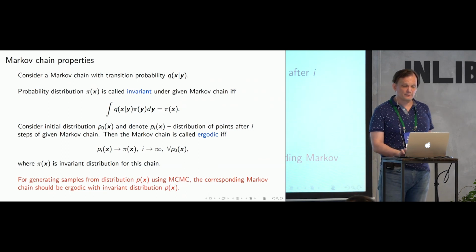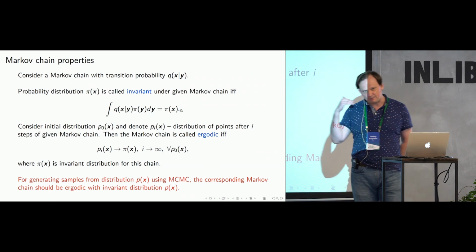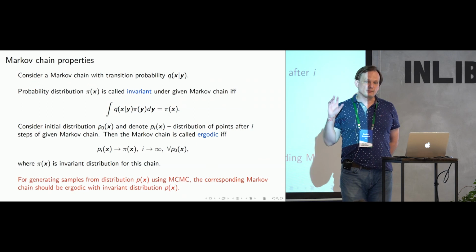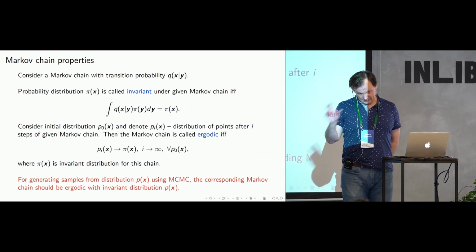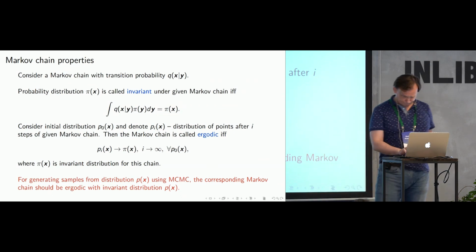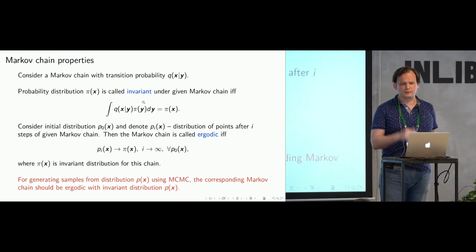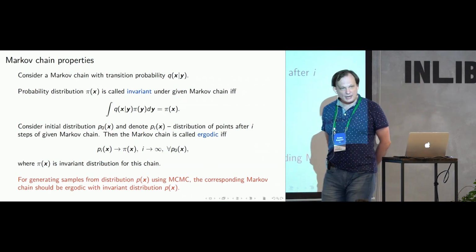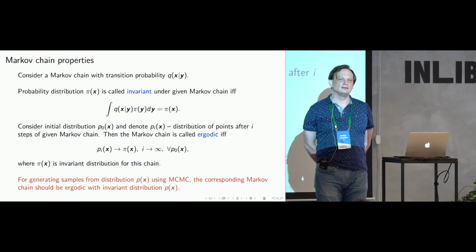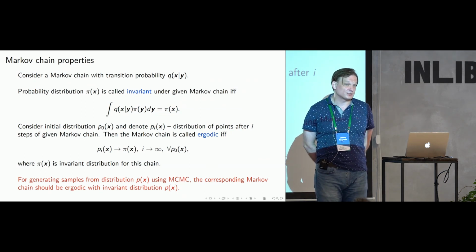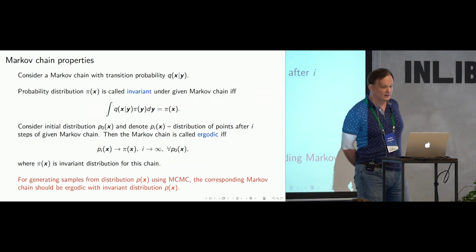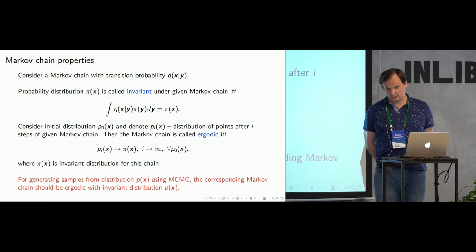In practice, the first property is usually ensured by the particular sampler. When we introduce some particular sampler on the next slide, we can prove that if we construct the transition probability in this way, our desired distribution would be invariant under this Markov chain. The second property is more subtle, meaning that in reality we should check for ourselves that in a particular case the Markov chain that we construct would indeed be ergodic.